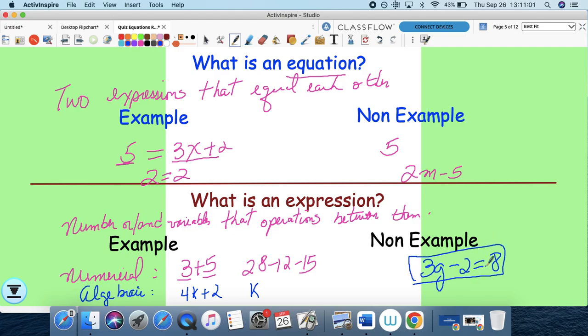How do we know that? Because it has the equal sign. We're saying here that's 3 multiplied by a number and then subtract 2 equals 8. So what is the value of g? And that's what we have to find in this, the value of g to make that equation, to make the expression on the left side equal the expression on the right side. So that would be a non-example of an expression.